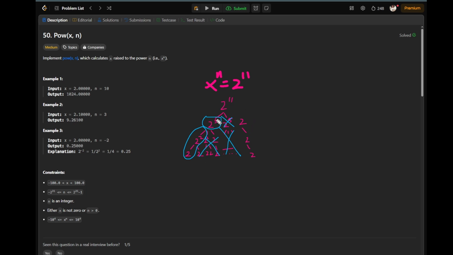So essentially, we're just calculating 2 to the power of 11, 2 to the power of 5, 2 to the power of 2, and 2. And this effectively reduces our runtime from O of n to just whatever this number of levels are, which is O of log n. Because at each level, we are effectively dividing the n by 2.